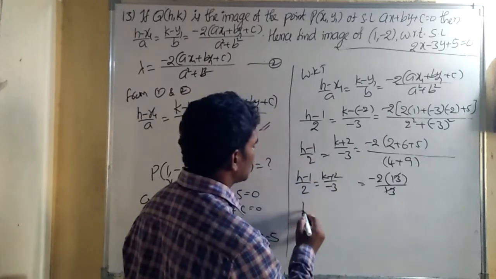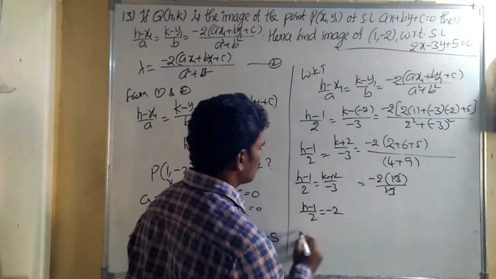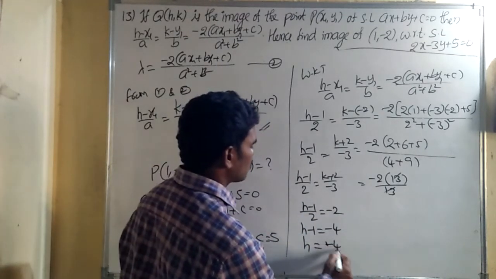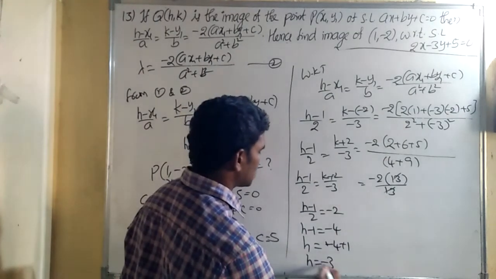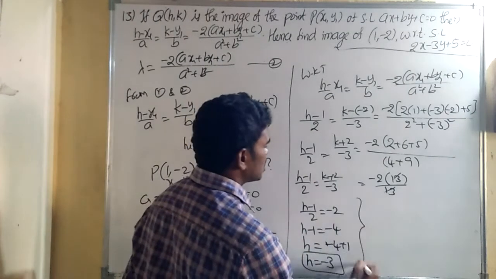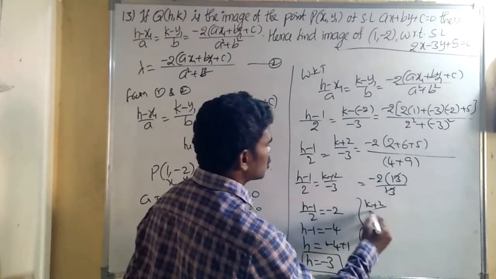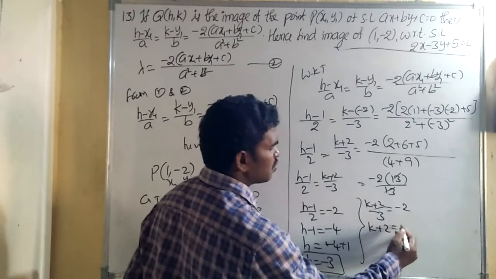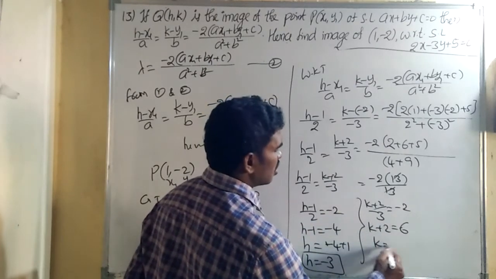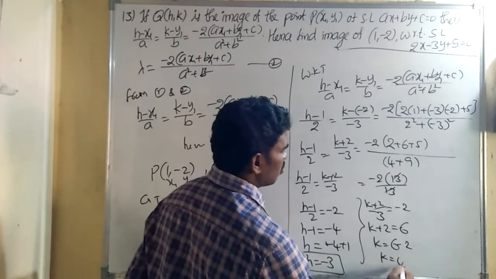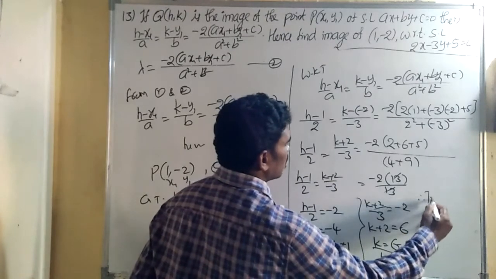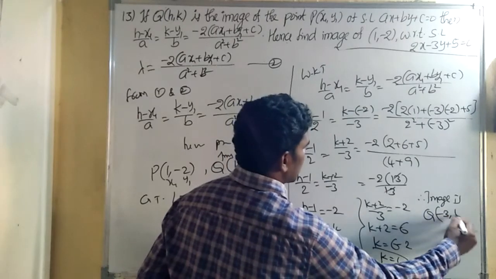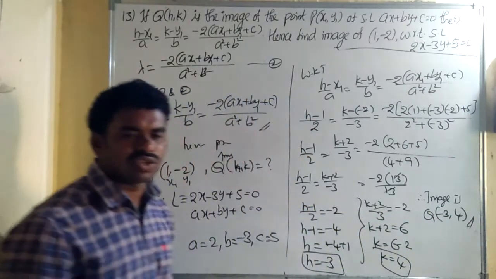Now equating first and last, h minus 1 by 2 equal minus 2. Then h minus 1 equal 2 into minus 2, minus 4. Then h is equal to minus 4 plus 1. So h is equal to minus 3. We got the h value. Similarly, equating second, k plus 2 by minus 3 is equal to minus 2. To solve this, k plus 2 equal minus 3 into minus 2, plus 6. So k equal 6 minus 2, then k equal to 4. So what is the image? Therefore, the image is minus 3 comma 4. So this is the solution.